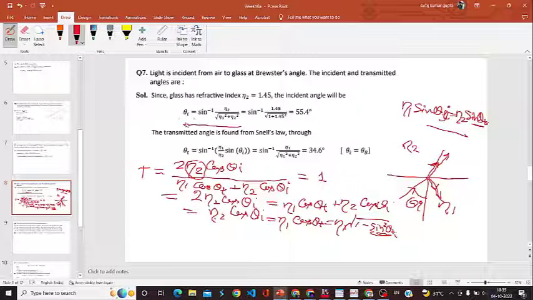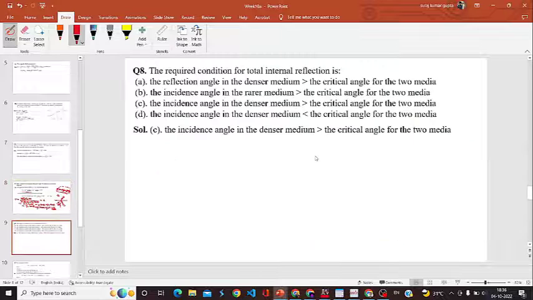Once you determine the value of theta I, we can determine the transmitted angle from this expression, that is Snell's law. So sine of theta t equals eta 1 over eta 2 into sine of theta I. By using this expression, we can determine the value of the transmitted angle.